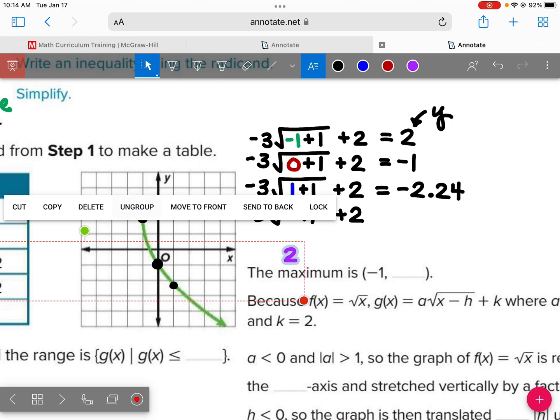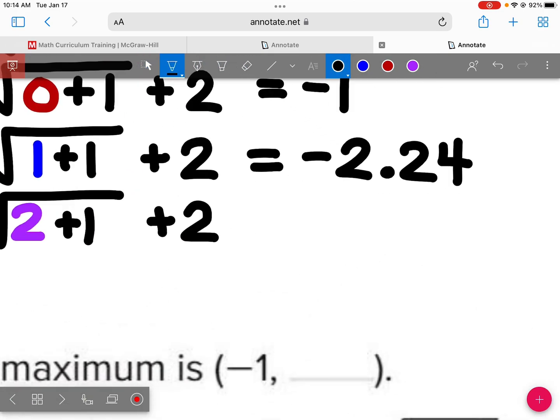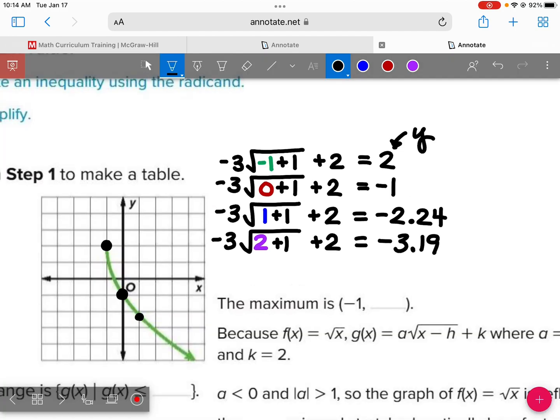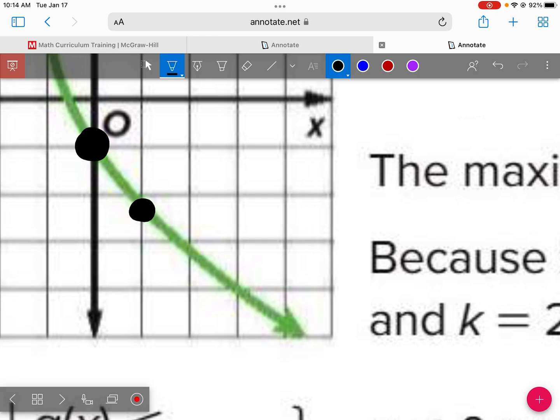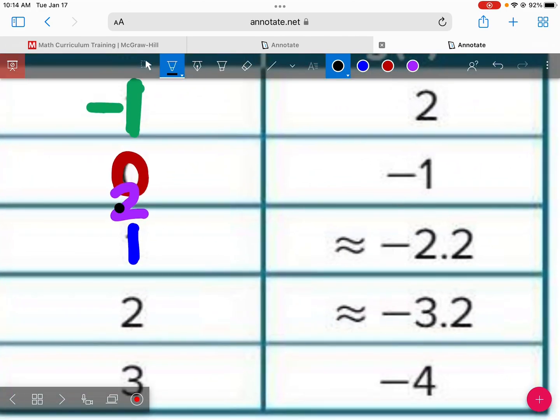What do we get? -3.19. That's going to be in between what two whole numbers? In between -3 and -4, so right down here. Closer to the -3.